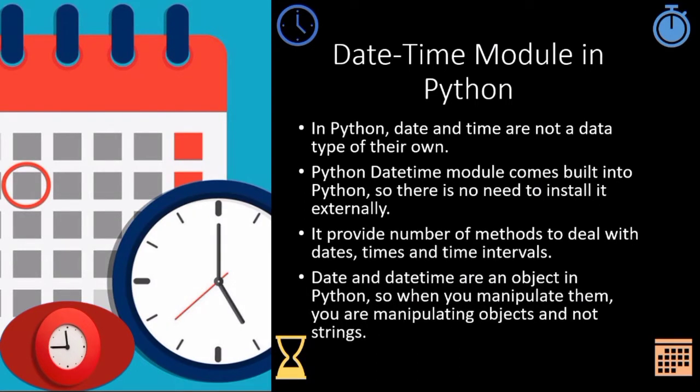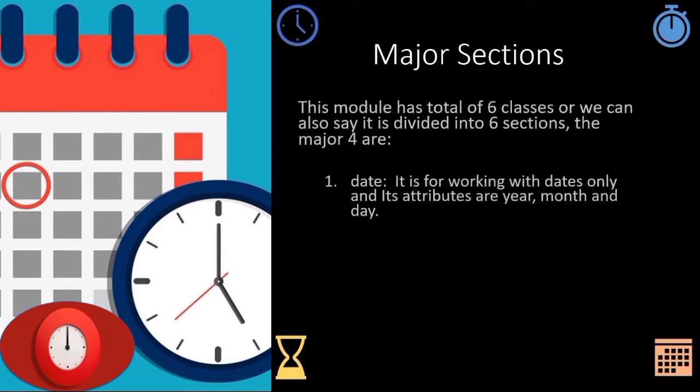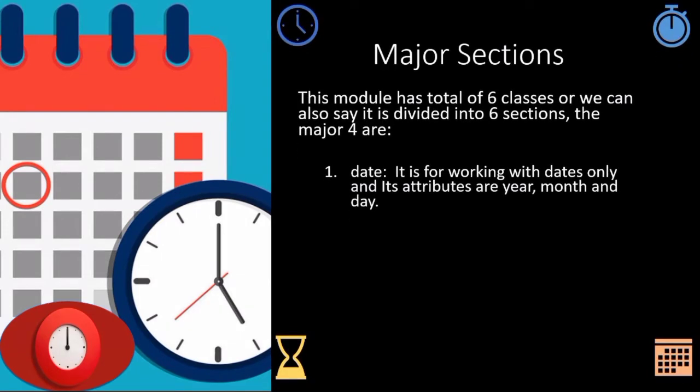So when we are using the datetime module, the date and datetime are all objects in Python and not strings. And when we manipulate them, we are actually manipulating the objects and not the strings. Now let's see the major sections offered by this module. This module is divided into 6 classes, or we can also say 6 different sections. The 4 major sections are as follows.